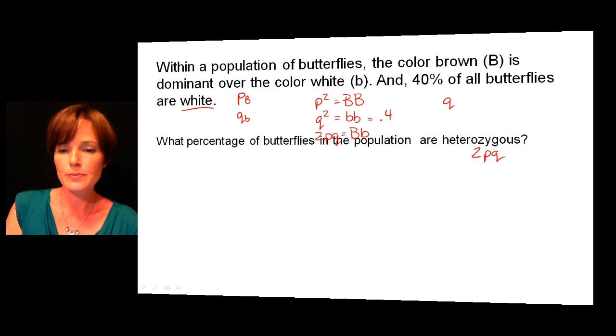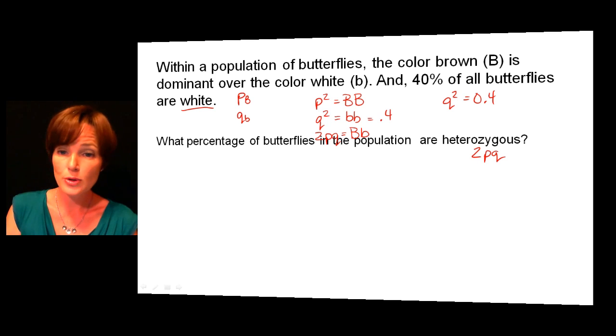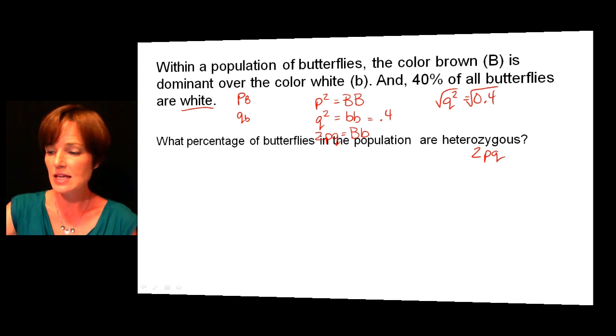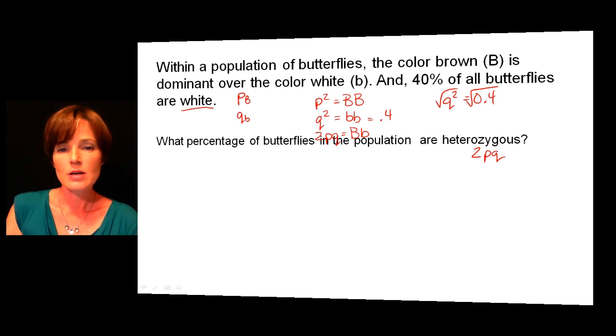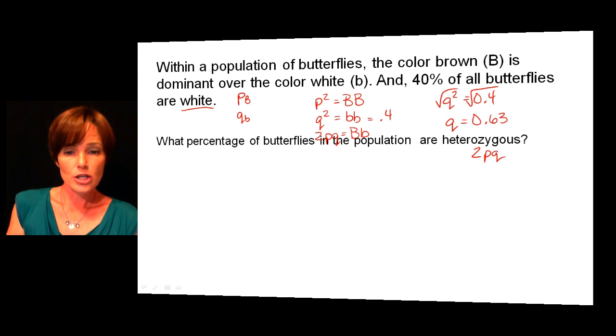So Q squared is equal to 0.4. If we want to figure out what Q is, then we take the square root of both sides. Go ahead and take the square root of both sides and figure out what we have for Q. If you plug that into your calculator, hopefully you came up with 0.63 for Q. We're just going to round that to 2 decimal places. So we know what Q is.